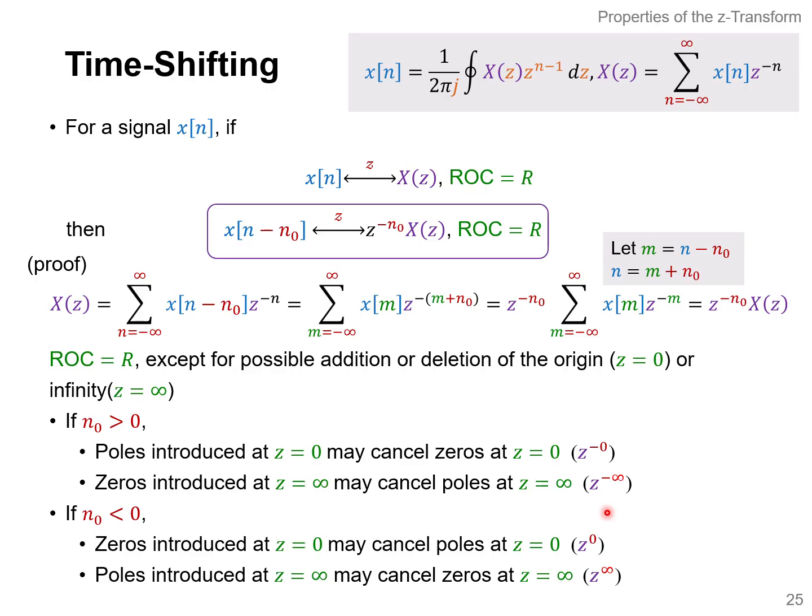If the shift amount n0 is negative, meaning we move the signal to the left, we create zeros at z equals 0 and poles at z equals infinity. These may also cancel the old poles or zeros. So the ROC is mostly the same, except for possible changes at the origin or at infinity.